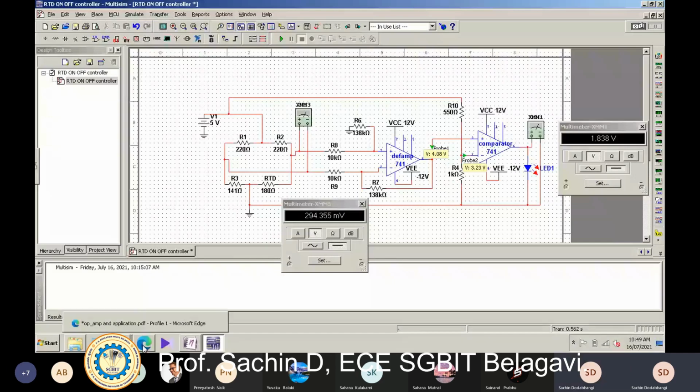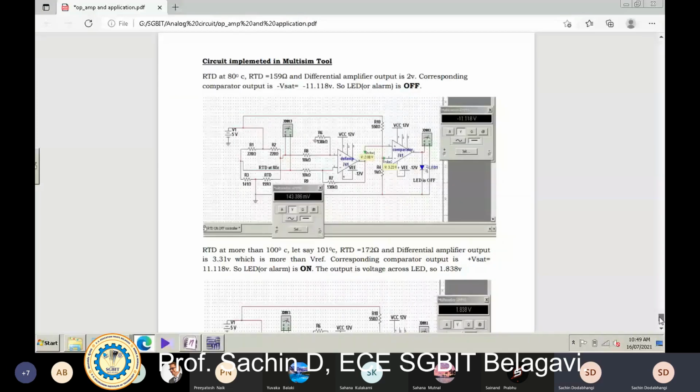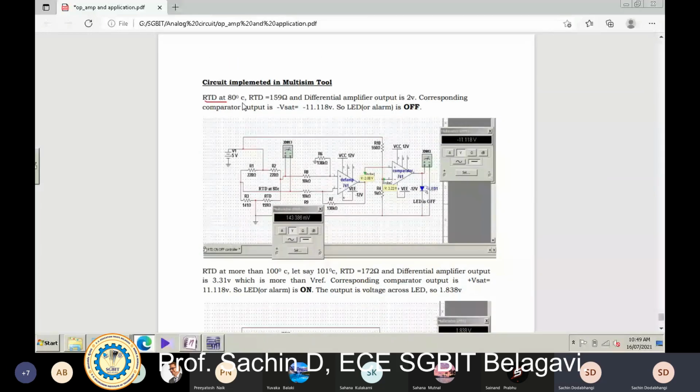Here is my output. I have taken a screenshot of this output. So at 80 degree centigrade, RTD resistance is 159 ohm. So differential amplifier output is 2 volt. You can see here, I am circling it. It is 2 volt. So corresponding output of comparator is minus V sat. That is, LED is off. Here you can see LED is off.